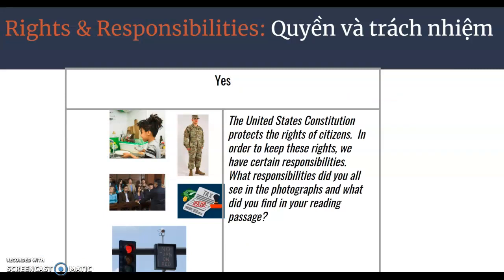Okay, so we think about all of the pictures of our yeses, and we think about what we just heard. The United States Constitution protects the rights of citizens. In order to keep these rights, we have certain responsibilities. What responsibilities did you all see in the photographs? And what did you find in reading your passage? Okay, so all of the yeses were responsibilities. I want us to be able to understand the meaning of and how to use the word responsibilities.